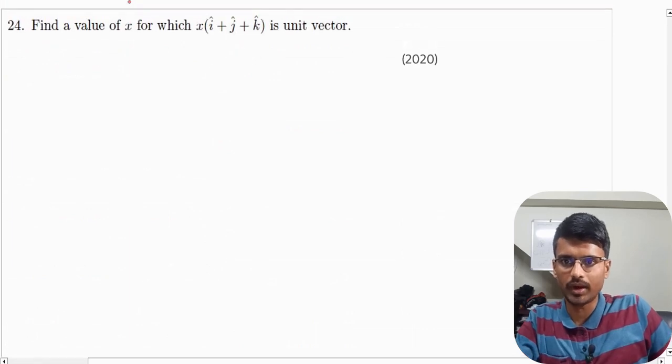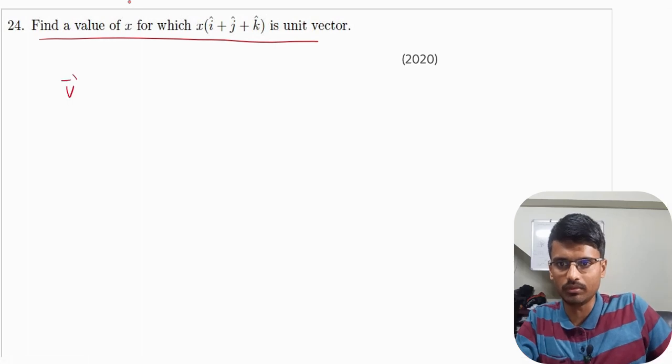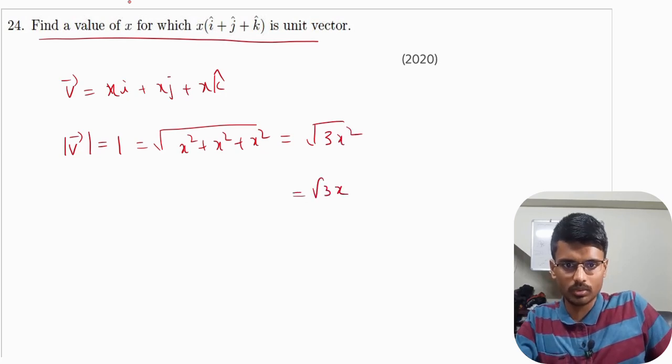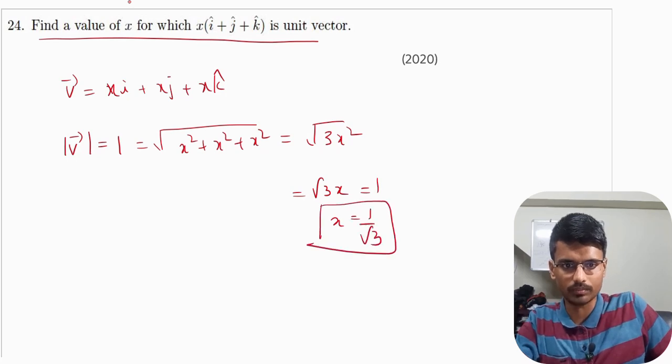Find the value of x for which this is the unit vector. They have given us that the given vector is a unit vector. That means the magnitude is 1, right? A unit vector has a magnitude equal to 1. So the magnitude of v is 1. That means the root of the sum of squares of the components is the root of 3x², which is nothing but √3·x equal to 1, so x is equal to 1/√3. Yeah, moving on.